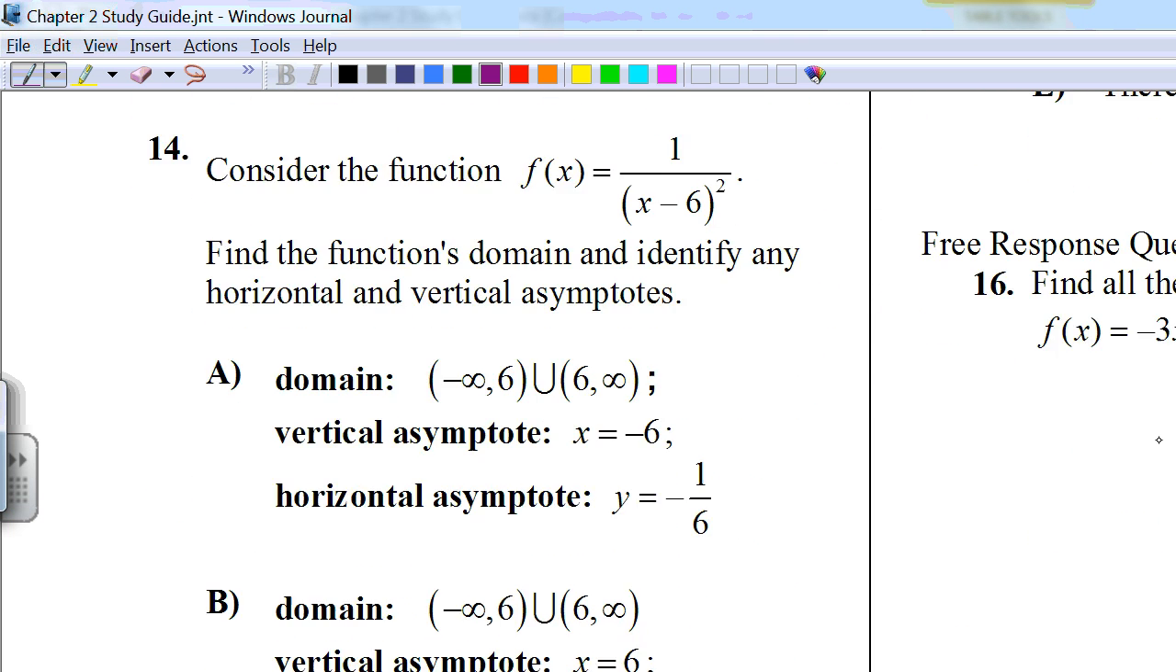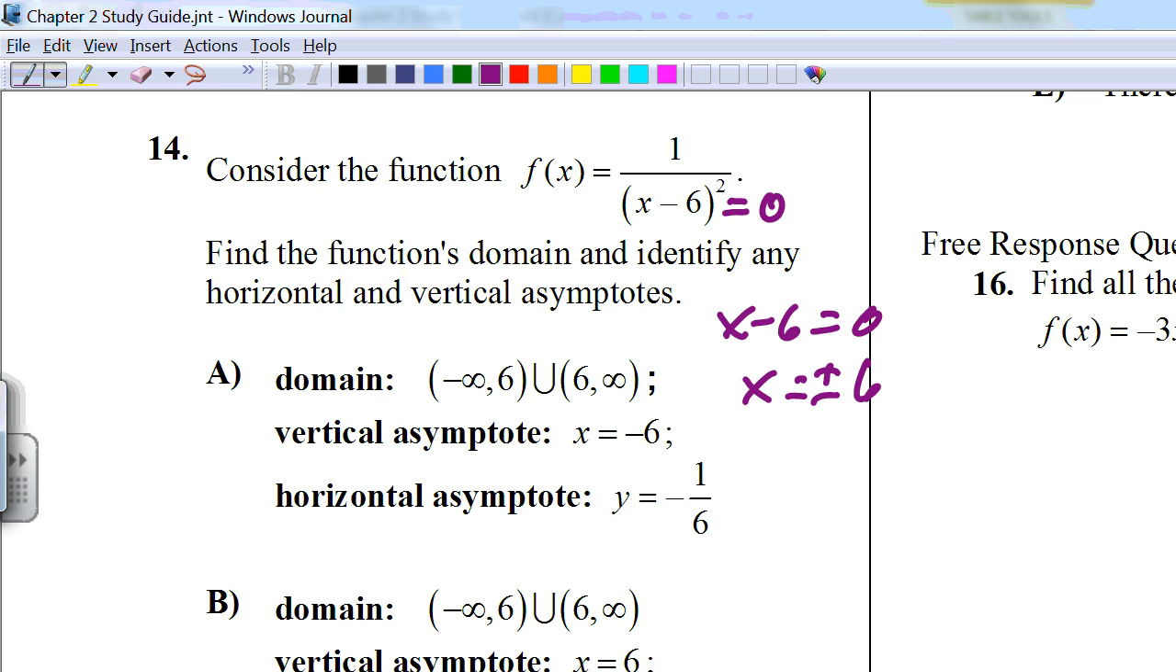All right, we're down to the last two equations. Consider the function. Find the function's domain and identify any horizontal and vertical asymptotes. So we're going to take 1 over x minus 6 squared. Domain means the denominator cannot equal 0. So we square root both sides. That means x minus 6 has to equal 0. x has to equal plus and minus 6.